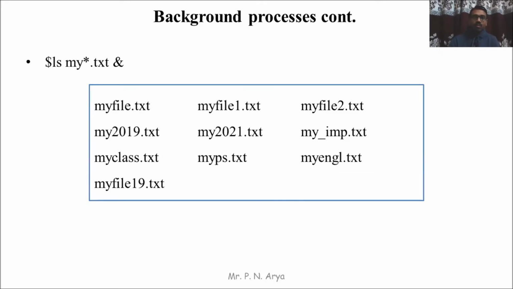In the background process, we display files. We run the command ls my*.txt with an ampersand. All files that start with my and are text files will be displayed, like myfile.txt, my2019.txt. All text files starting with my are displayed.